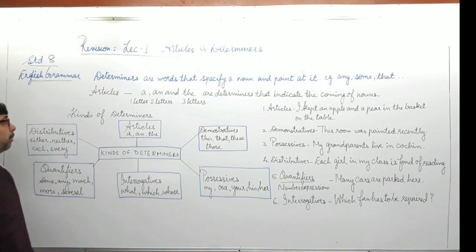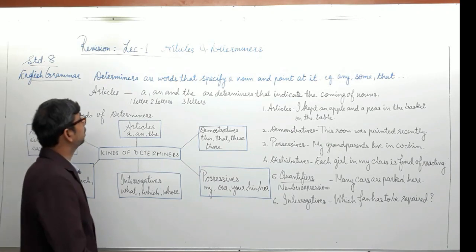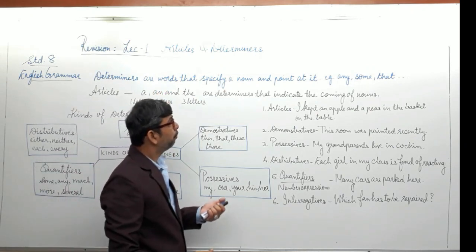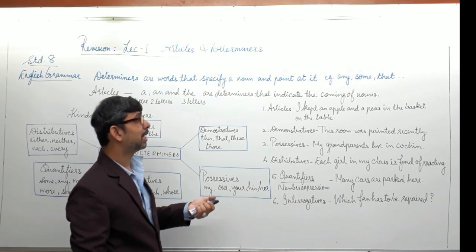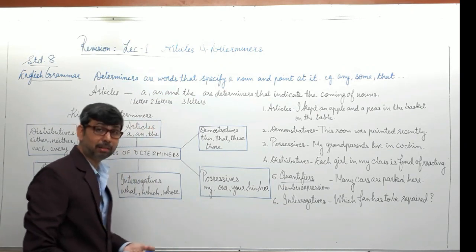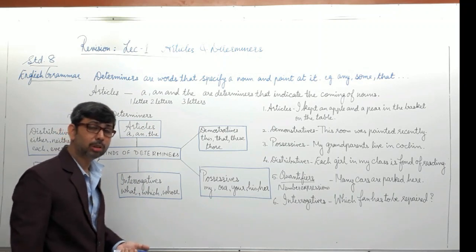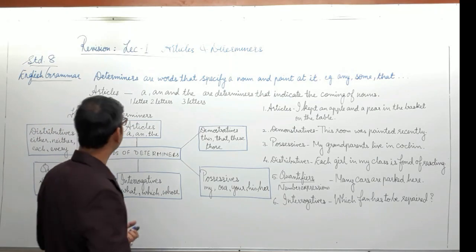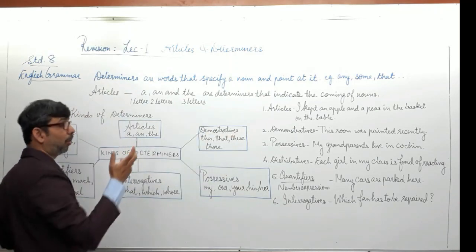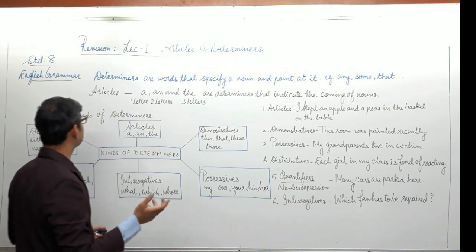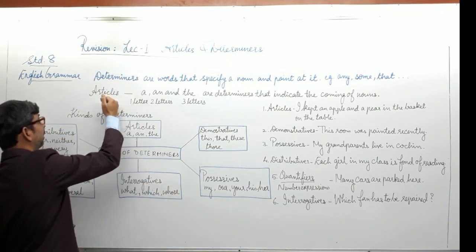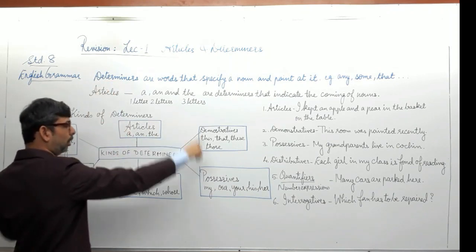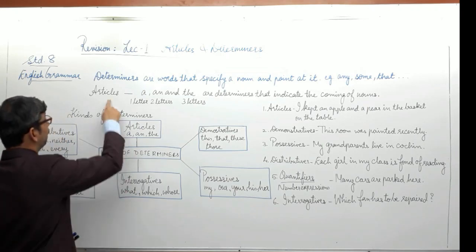To talk about determiners, we can define determiners as words that specify a noun and point at it. For example, words like any, some, that. You point at something. Therefore, such words are referred to as determiners. They determine something. The name itself gives us the idea. In comparison to that, articles are one of the kinds of determiners which we are going to learn in this diagram.